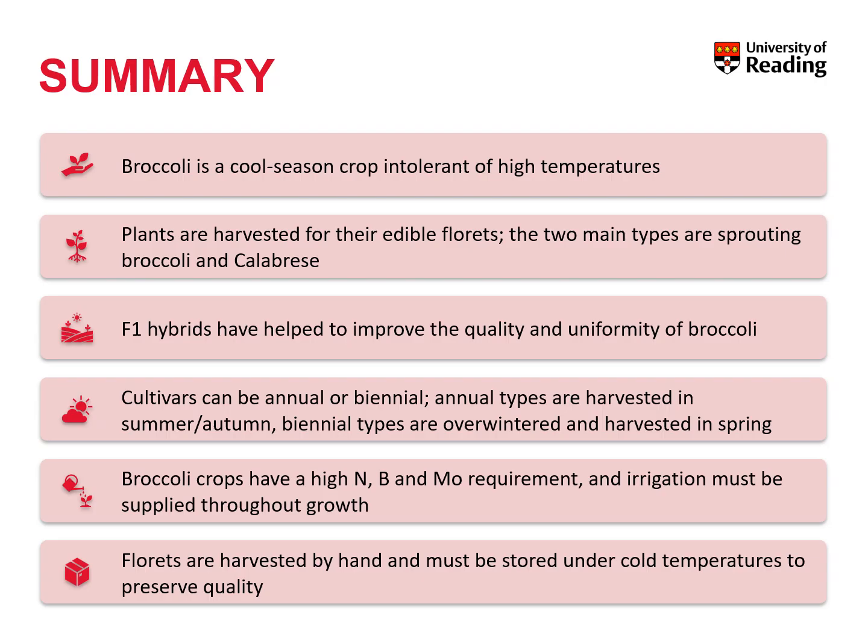So in summary, broccoli is a cool season crop intolerant of high temperatures. Plants are harvested for their edible florets. The two main types are sprouting broccoli and Calabrese. F1 hybrids have helped to improve the quality and uniformity of broccoli. Cultivars can be annual or biennial. Annual types are harvested in summer and autumn. Biennial types are overwintered and harvested in the spring.